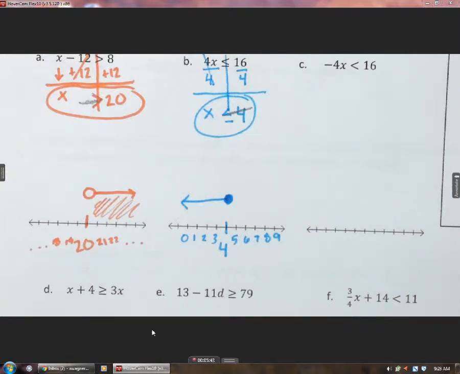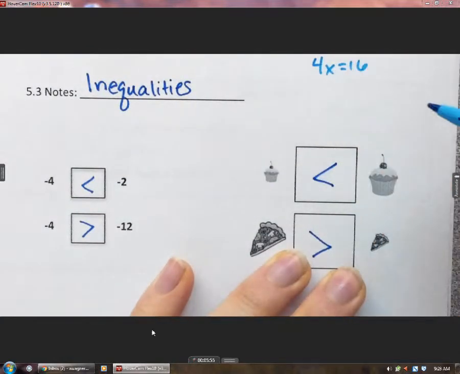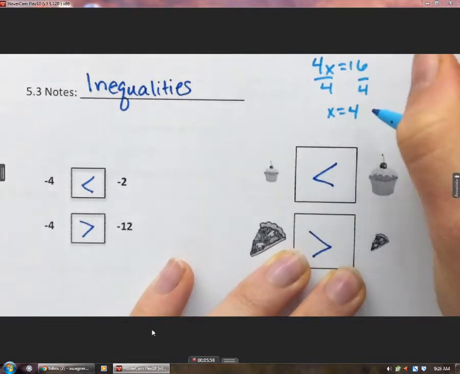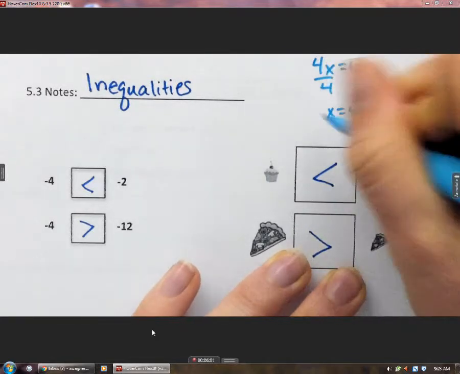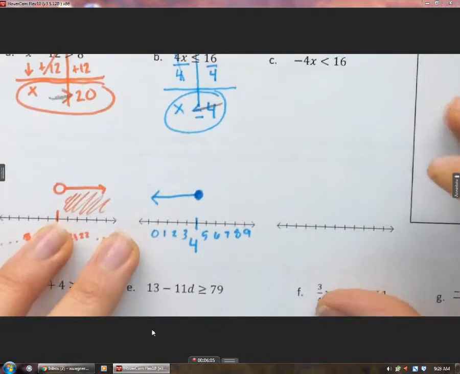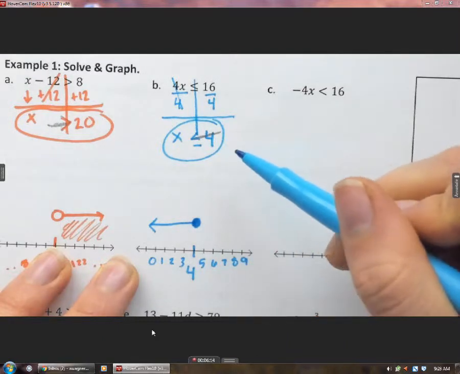So let's talk about what this means just for a second. When it was an equal sign, if I just had 4x equals 16 and divide both sides by 4, then x equaled 4. How many solutions did I have to this sentence? One, just one solution. But this one, how many solutions do I have? Infinitely many solutions. Because there's infinitely many numbers that are less than 4.